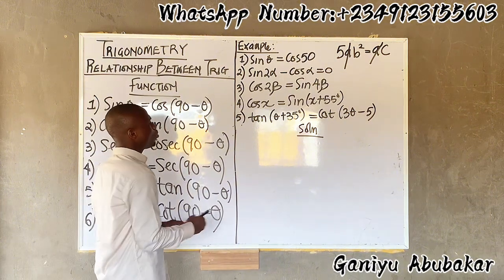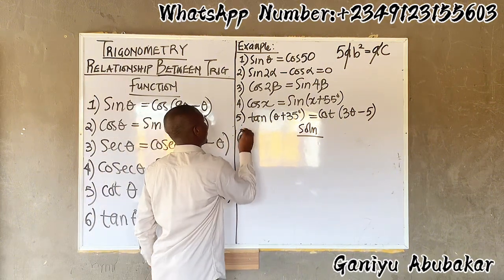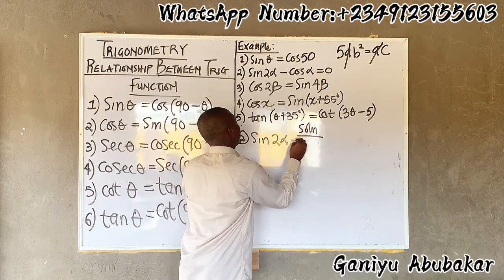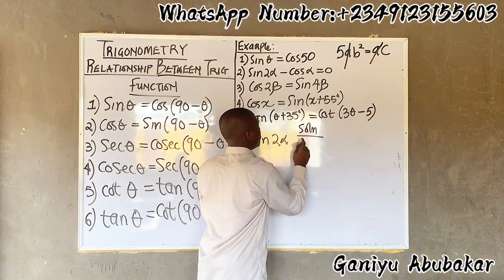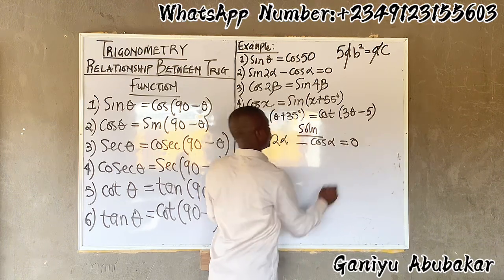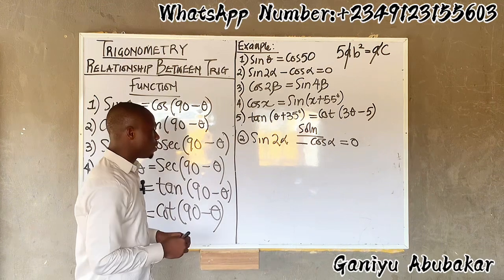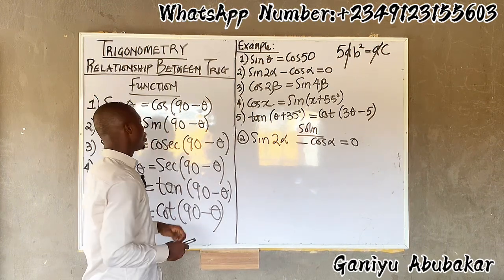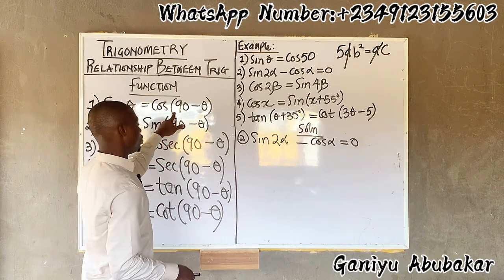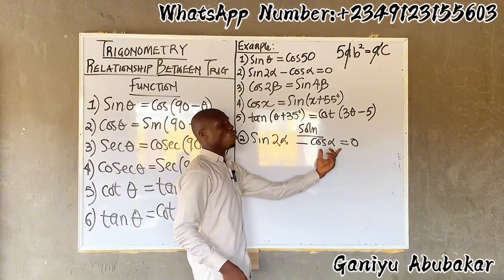For number 2, what do I have there? I have that sine 2 alpha minus cos alpha is equal to 0. We said that when it comes to the relationship with these trig functions, something is always equal to something, not something minus another thing.